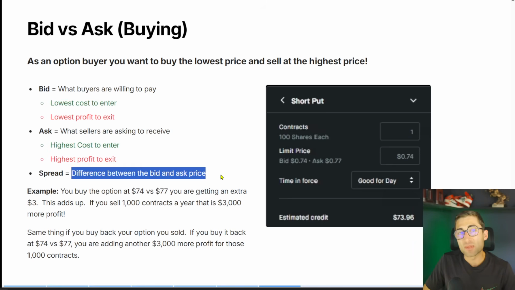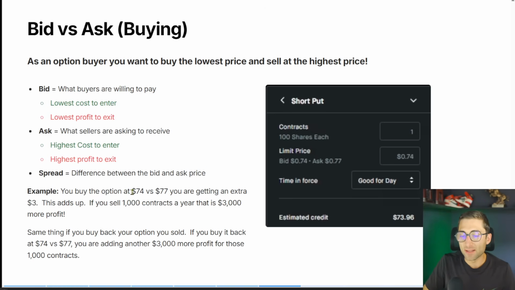The difference is called the spread, and the spread is like the hidden cost for you as a trader or an option seller. Right now the spread's $3. So let's say you bought this option at 74. You could buy at 77 because that's where you probably get filled. That's where more of the buyers or the more sellers are to match you. But that's a $3 difference, right? 74 to 77. So if you just save that $3 and you got entered into the trade at the lowest part of the bid-ask spread, over 1,000 contracts, that saves you $3,000.